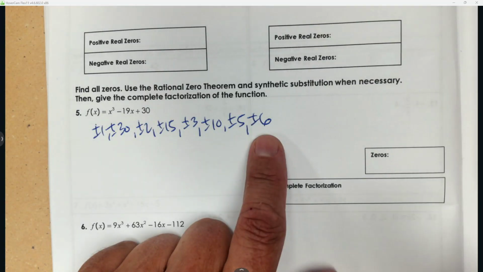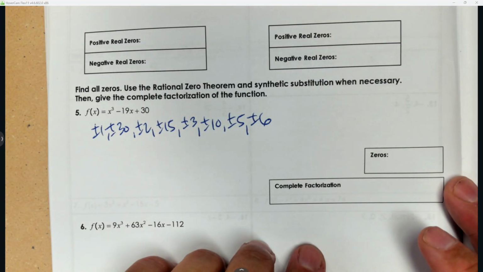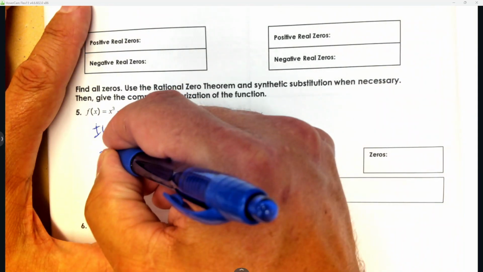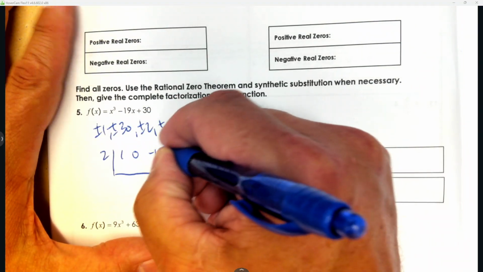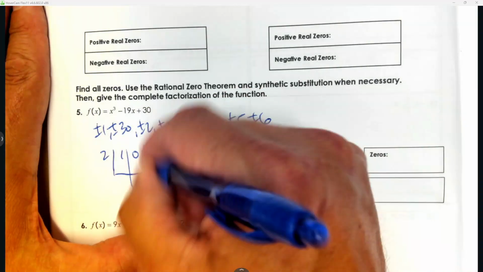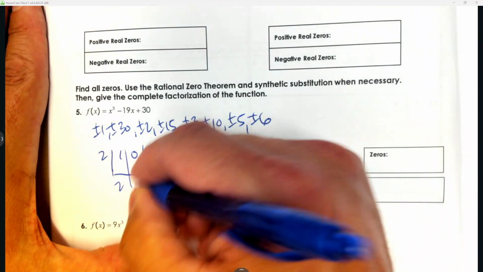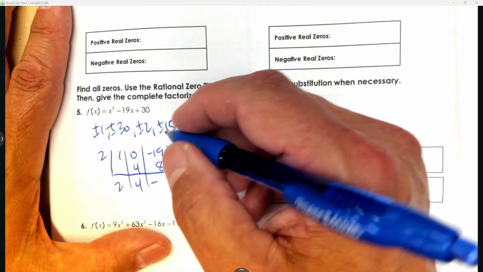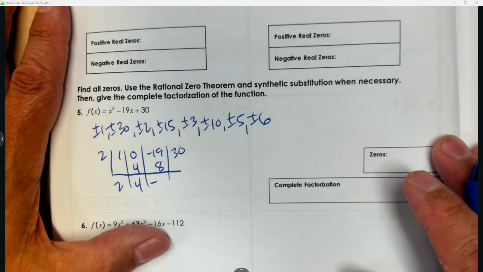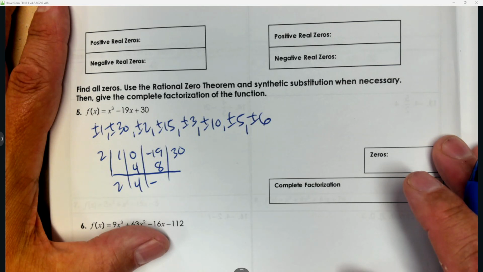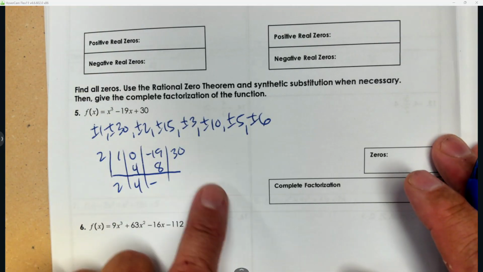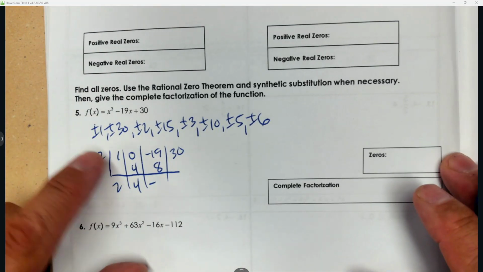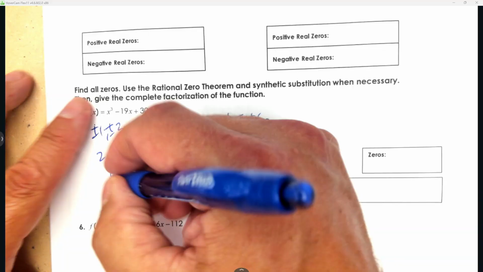I actually know what the answers are, so I'm not going to guess in the video. But if you put 2 as one of them, I'm going to use that one. Now make sure you have a 0 here, because we're missing an x squared. Did 2 work? Maybe 2 didn't work. What did I do wrong? 1, 0, negative 19. I think I did something wrong.